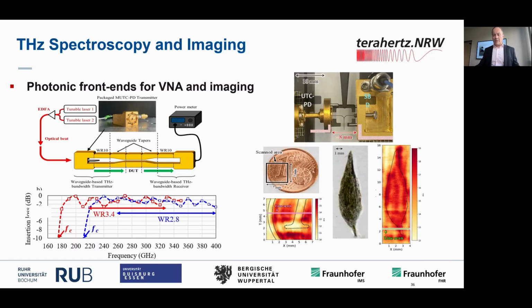We can also use it for imaging. Some examples here show we are generating a high frequency signal that, because we have a small wavelength, gives us a high spatial resolution. You see some examples here where we have an image in the terahertz domain of a 1 cent coin or a leaf.